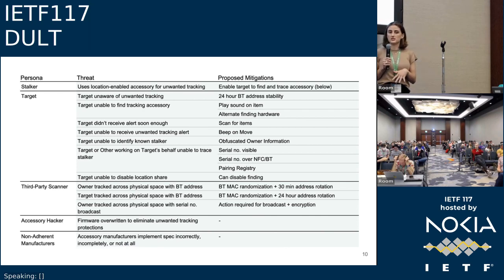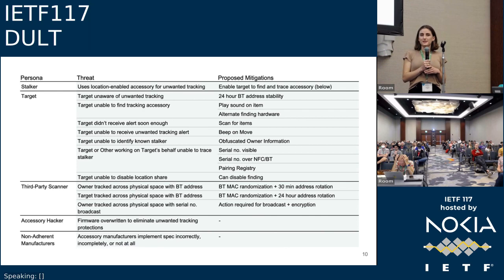The proposed mitigation here is beep on move, which is using that same speaker that's already in the device to beep when it has been away from its owner for a long time and the thing is moved. This would be like in the teddy bear: the kid might find it because once you pick it up and the kid starts moving, they're going to hear a beep.